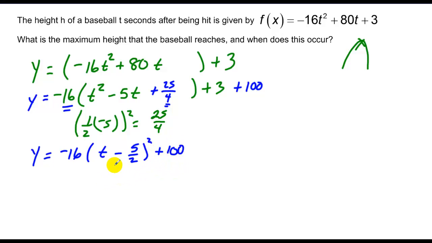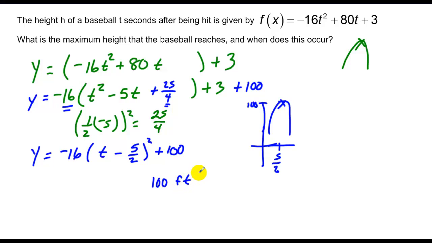Therefore, this is going to be a parabola. I don't need to graph the whole thing out, but I do know that if I move over to 5 halves and up to 100, and since my a term is negative, this guy is going to go down. I have everything I need to do this graph. So basically, this reaches 100 feet high after 2.5 seconds.